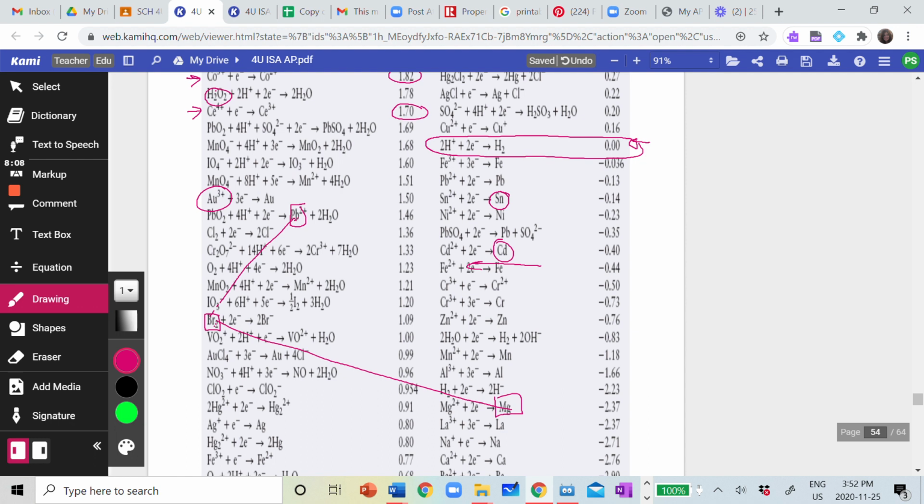So if you look at this value, this would need to be flipped for the reaction to go that way. And then this one here is going that way, so it would stay the same, but that would be a bigger negative. So the reaction that occurs is always between the strongest oxidizing agent, highest up on this side, and the lowest reducing agent on the other side.